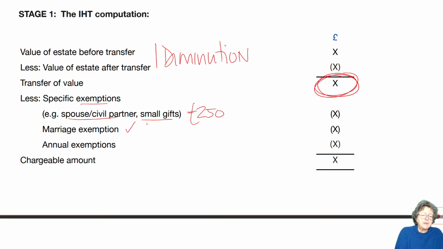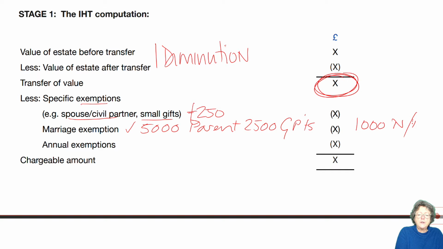Then you do the marriage exemption, £5,000 for the parents of the bride and the groom, £2,500 for the grandparents, and then the £1,000 for the nephew or the niece. And then the annual exemption, current year and/or brought forward in that order, which gives you the chargeable amount, and then obviously you will pay the tax on that.